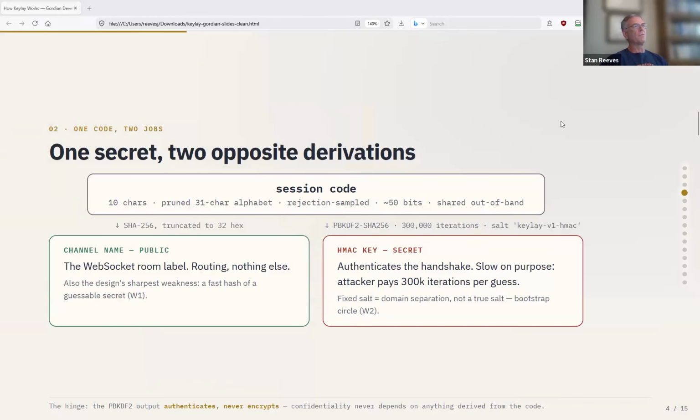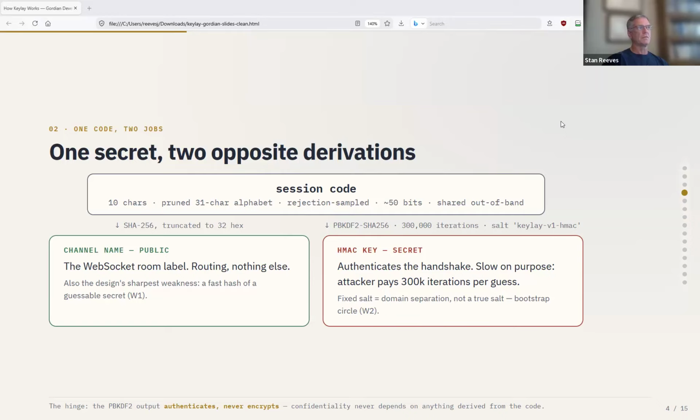So to begin with, we start with a session code, and a lot of this will become clear when I do a demo. But the session code is a minimum of 10 characters. It uses by default a pruned 31 character alphabet so that there's no confusion about things like 0 and O or pronunciations of certain letters.